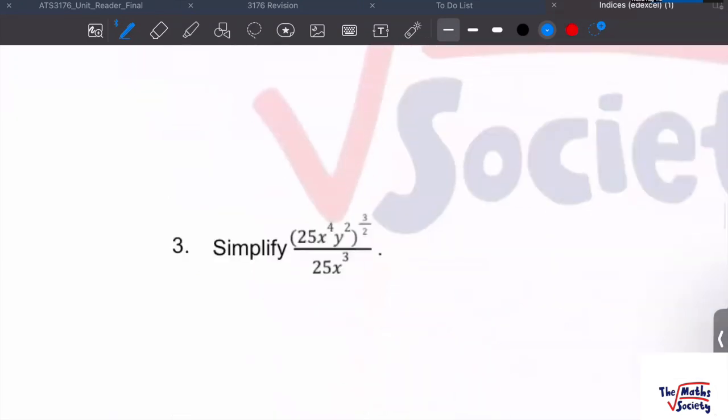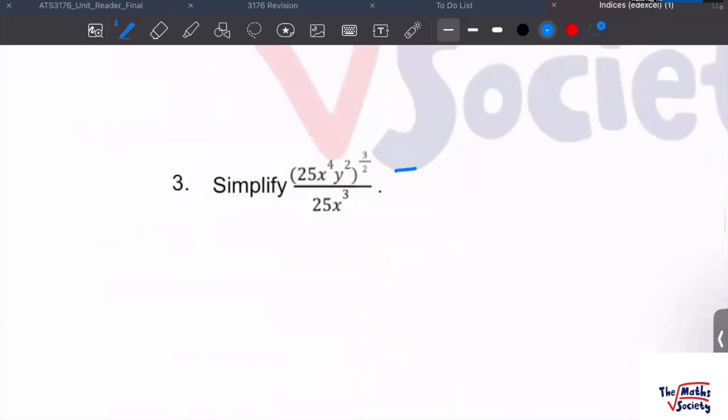And we have number 3. For this one, we're going to firstly do the numerator and then do the denominator. So 25 power 3 by 2, that's 125. X, 2 times 3 is going to be 6. And y, 3 divided by 25 x power 3. And for the x powers, we know that if it's division, we minus the powers if they have the same base. So it's going to be x power 3 and y power 3.